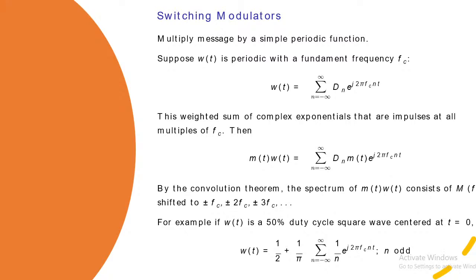For example, suppose w(t) has a 50% duty cycle. If it is a 50% duty cycle square wave, then w(t) will be equal to 1 by 2 plus 1 by pi, summation n from minus infinity to infinity, 1 by n exponential j omega c n t. This you know from Fourier series. A pulse of square wave with 50% duty cycle can be represented in Fourier series using this equation. Here n is odd; for n even, all coefficients are 0. So n even is not here.